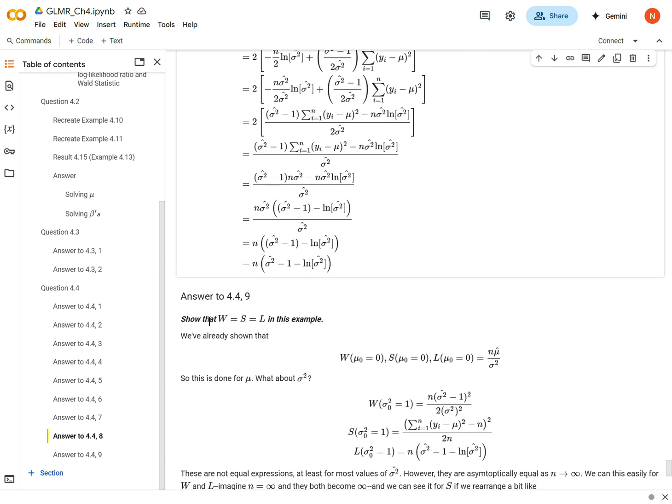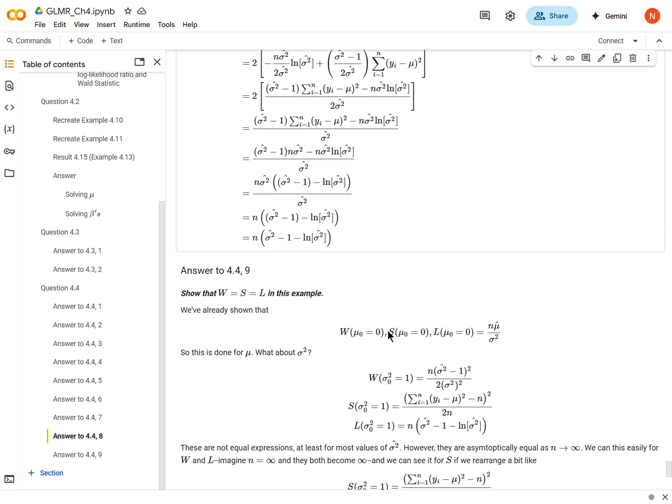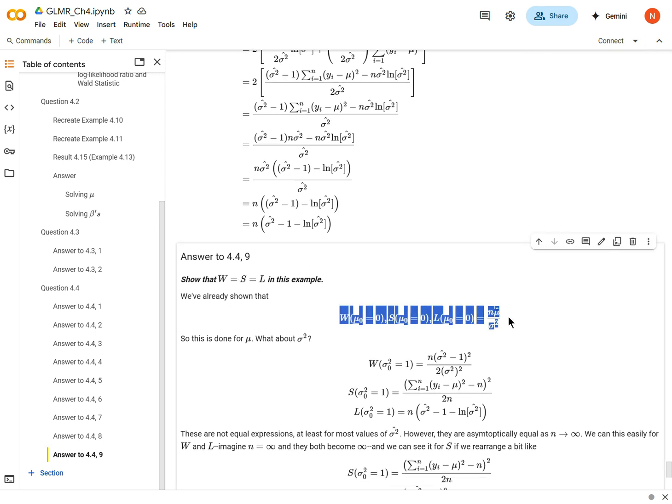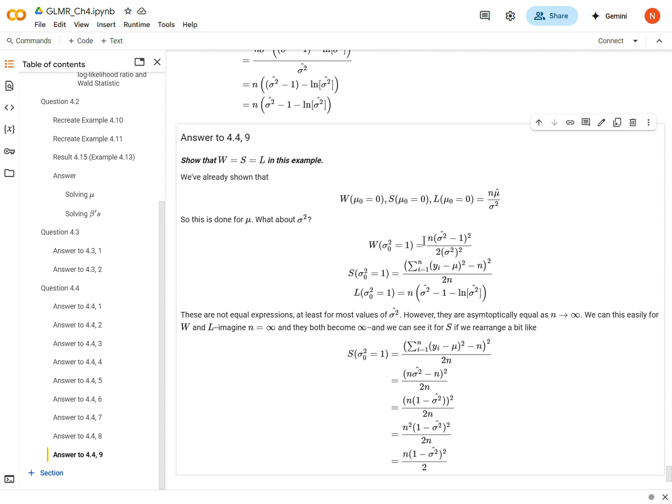Now in question 4.9, it says, show that the Wald statistic, score statistic, and the likelihood statistic are equal to one another in this example. Well, we already showed that here for mu, and remember this question is only addressing mu. I am adding on sigma squared, but not for sigma squared. You get 3 different expressions for sigma squared. Now it turns out though that asymptotically these are equivalent expressions. In other words, as n goes to infinity, these all equal one another.